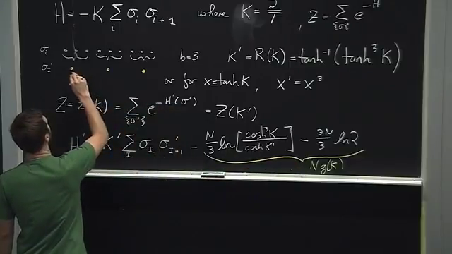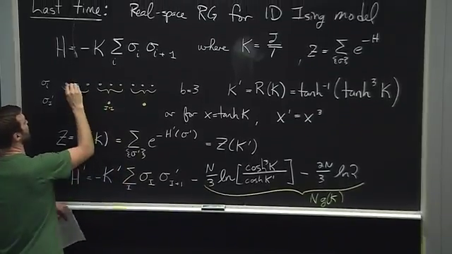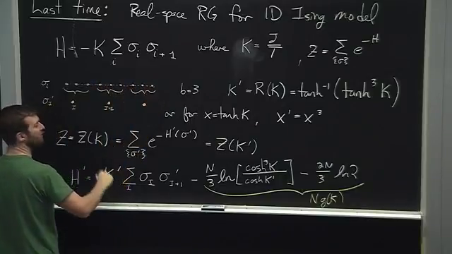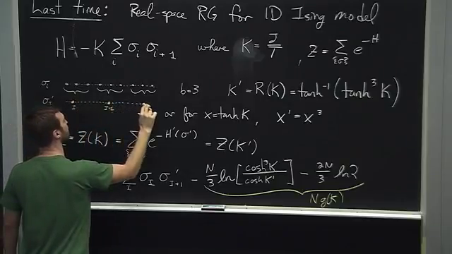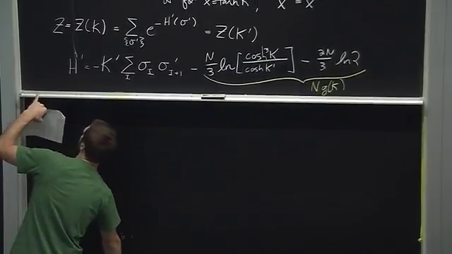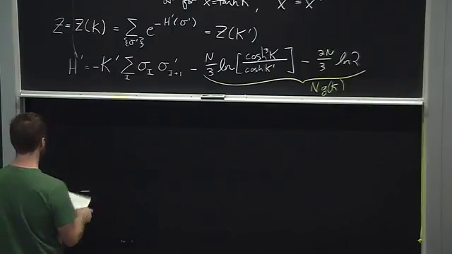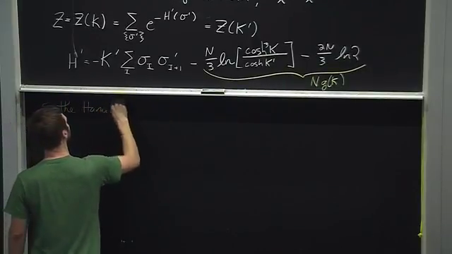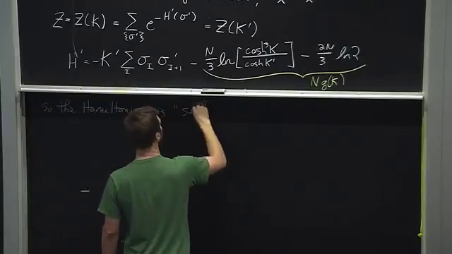So if this is I plus 1 here. So the interaction's gone from nearest neighbor at the first RG level to nearest neighbor after one step of coarse graining. So that's called self-similarity. Self-similar.